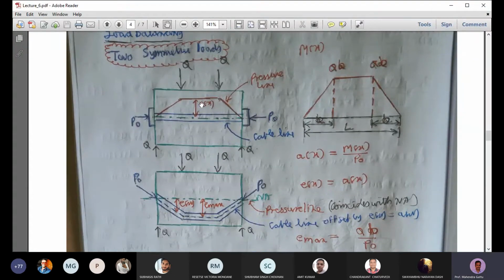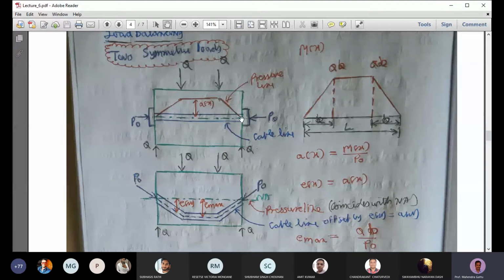We have here a beam, and it is subjected to two point loads which are symmetric. Let the distance of this load from the left edge be B, and the distance of this load from the right edge also be B. We can draw the bending moment here. We have the shear force reactions Q and Q, and as a result the bending moment increases from 0 to QB, then remains constant, and from there it decreases again to 0. So the maximum bending moment is QB, and we have a constant bending moment between these two points.